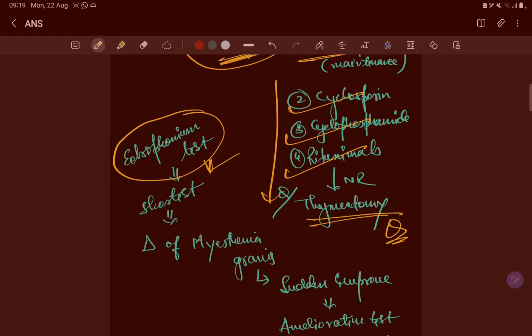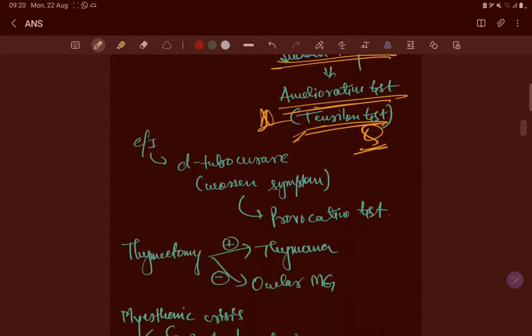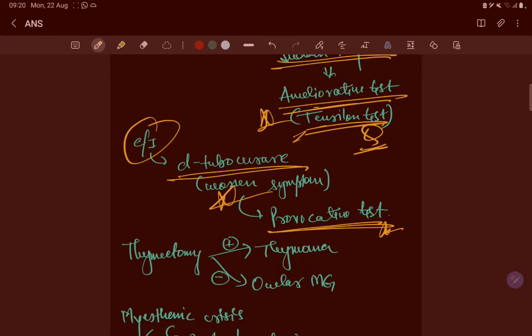Now in the edrophonium test, edrophonium is the shortest acting. It is used for diagnosis of myasthenia gravis, where there is sudden improvement. This is the Tensilon test. The contraindication is D-tubocurarine, which worsens the symptoms because it is a provocative test.